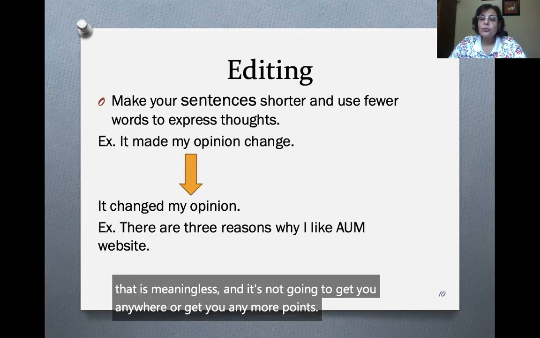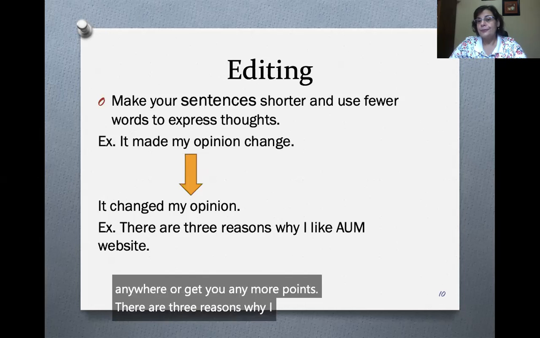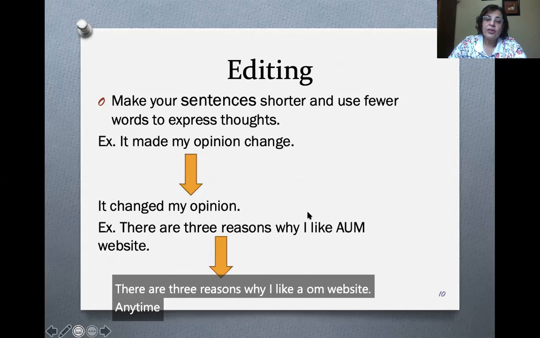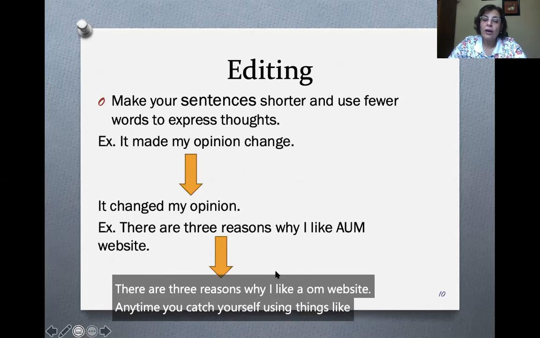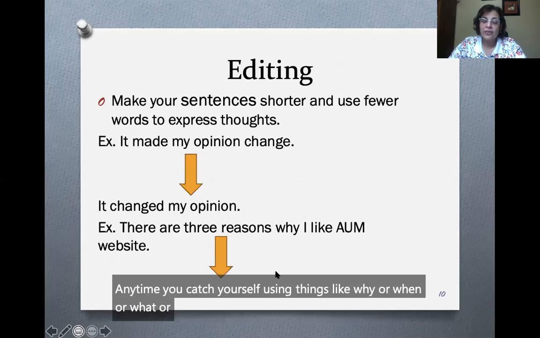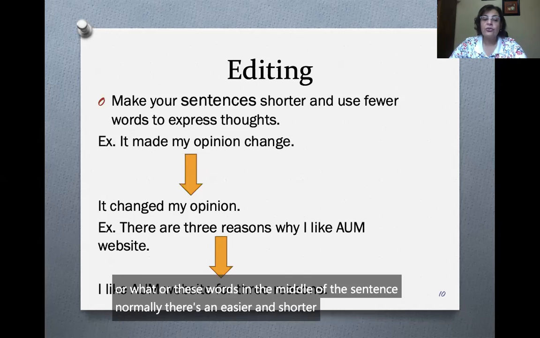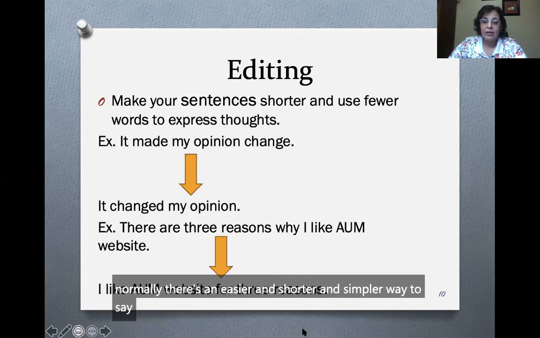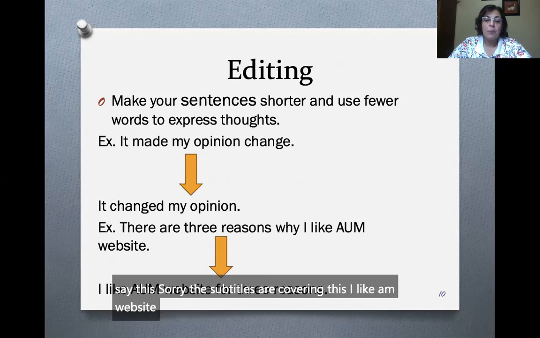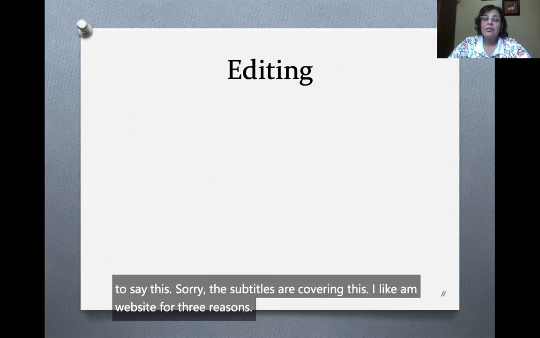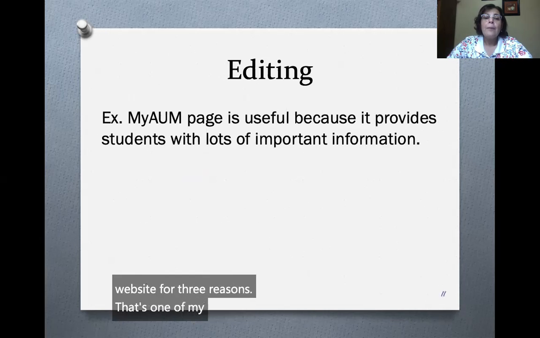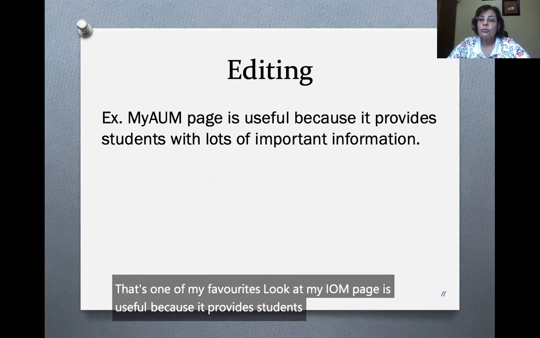There are 3 reasons why I like AUM website. Anytime you catch yourself using words like why or when or what in the middle of the sentence, normally there's an easier, shorter, and simpler way to say this. Sorry, the subtitles are covering this. I like AUM website for 3 reasons. Done. That's one of my favorites. Look at this. My AUM page is useful because it provides students with lots of important information.